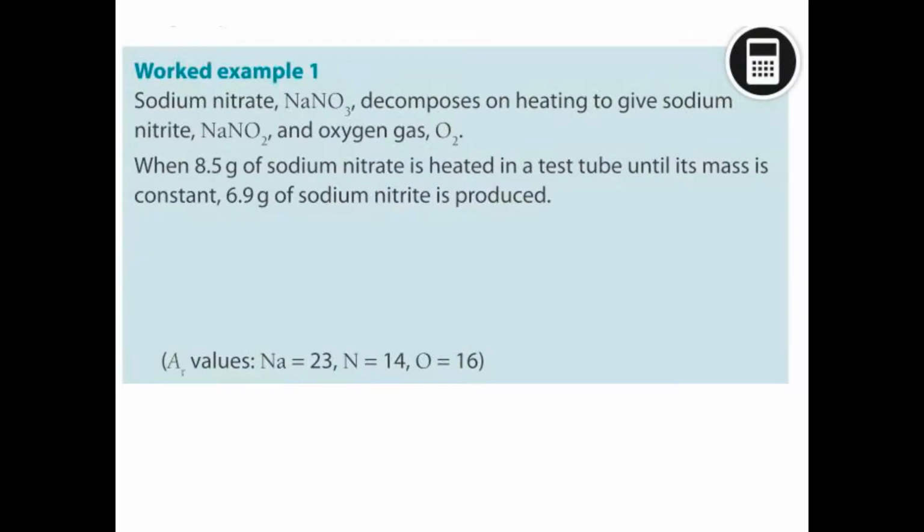So here's the same thing taken from the textbook. Notice top right, always for these things, make sure you have a calculator ready. So if you haven't got a calculator, please make sure you pause the video, go and get one, and resume when you're ready.